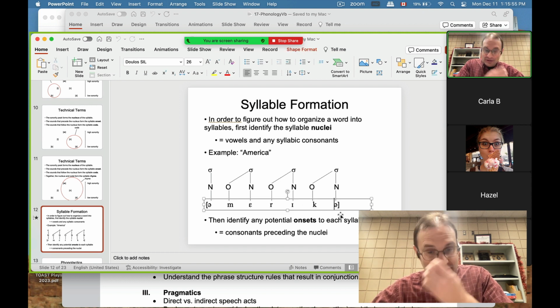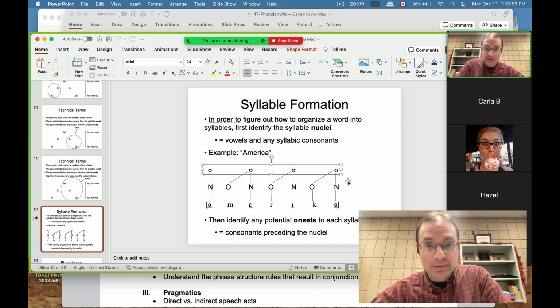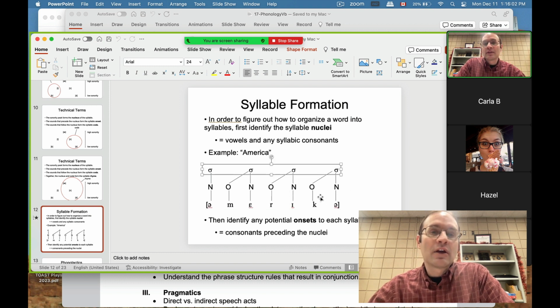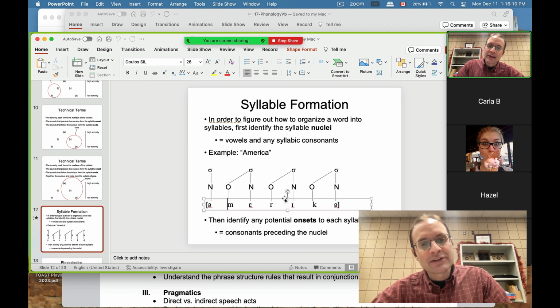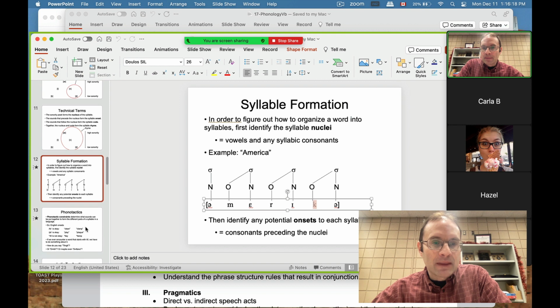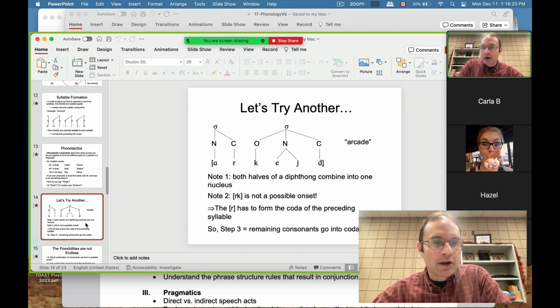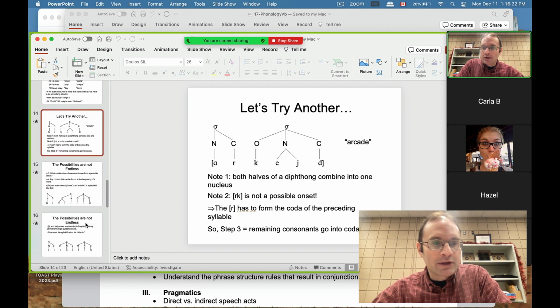Basically, each vowel or nucleus will project up to a syllable node. And then after you figure out where the nuclei are for the various syllables, the first thing you do is add onsets. And in this case, America, it's pretty simple because each consonant here just becomes the onset of the syllable or the vowel nucleus that follows it. There are certain cases where you might get more than one consonant in that onset.